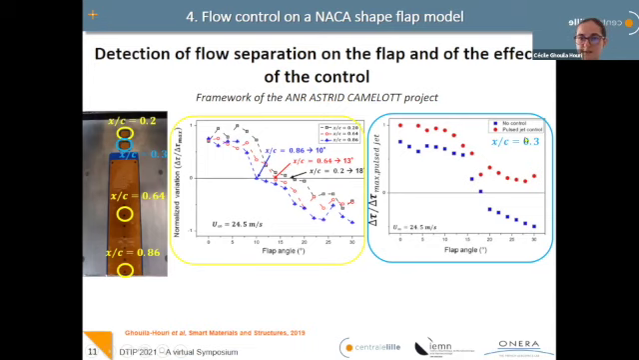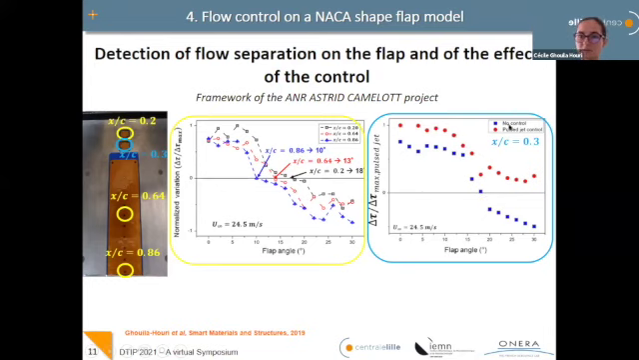In this result, we focus on this sensor, the second sensor from the leading edge, and we measured the variation of shear stress in two configurations. Without control, it's in blue, and with pulse-jet control in red. So in blue, we have almost the same result as for the leading edge sensor, here in black. So the flow separation point is detected at around 17, 18 degrees.